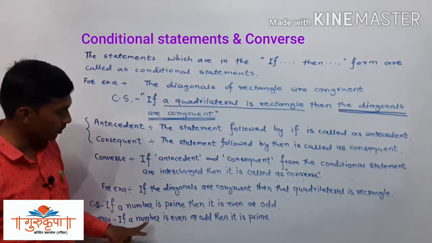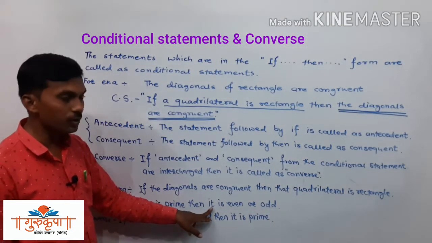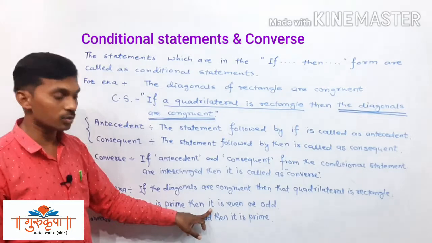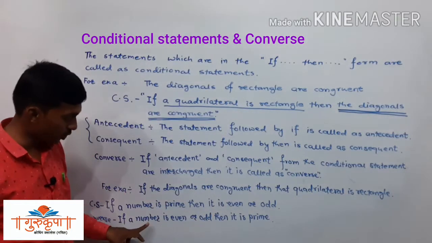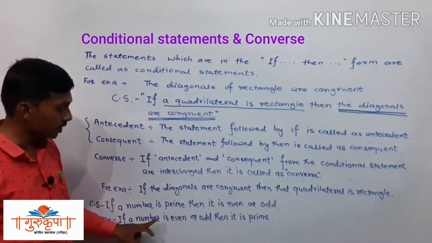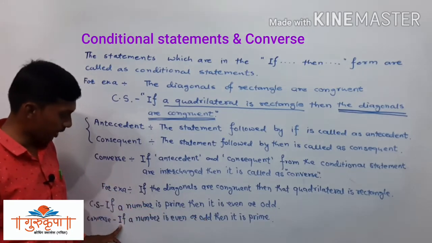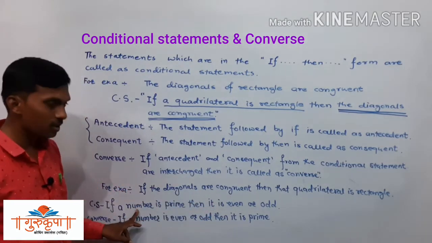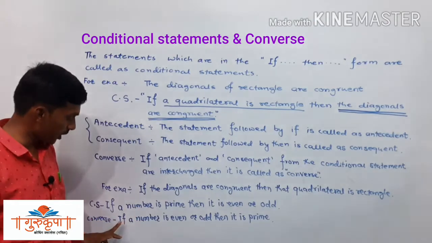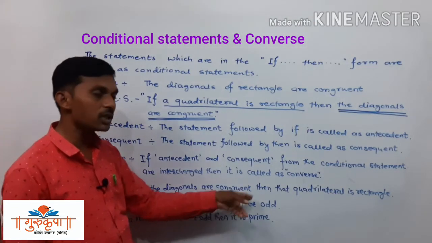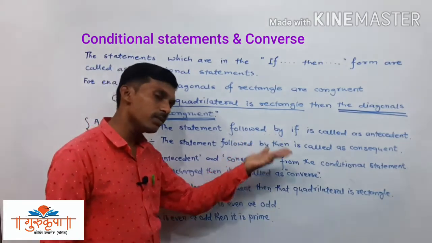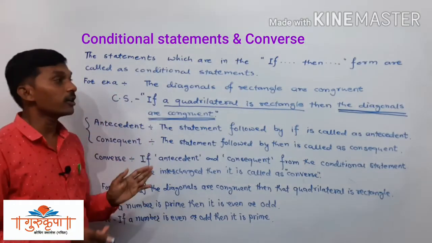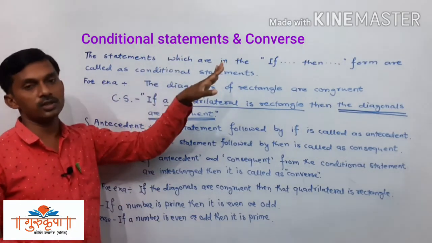So here we write, if a number is even or odd, we use "it" for this number. So here we write "if a number", in place of "it" we write "a number". If a number is even or odd, then it is prime, or you can write, then it is a prime number. So this is all about the conditional statement and its converse.